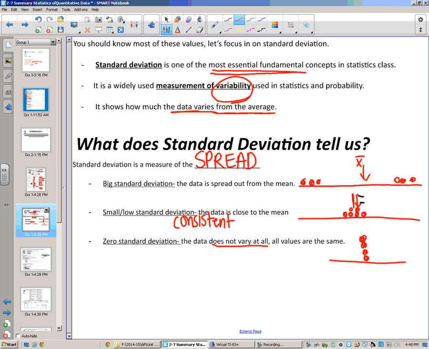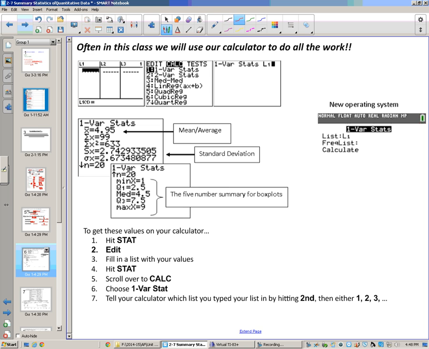In case you don't remember from previous years, you can see all the steps we have for our calculator. So how to fill in the lists, where we want to go to get everything. You'd fill in all your numbers here. You choose one-variable stats and you tell your calculator L1. If you have the new calculators, you tell it the list is L1, and the frequency list you leave blank. Here you can see the symbols for mean and standard deviation. And remember, when you scroll down, you get that 5-number summary that we use for box plots. Again, these are just the steps.